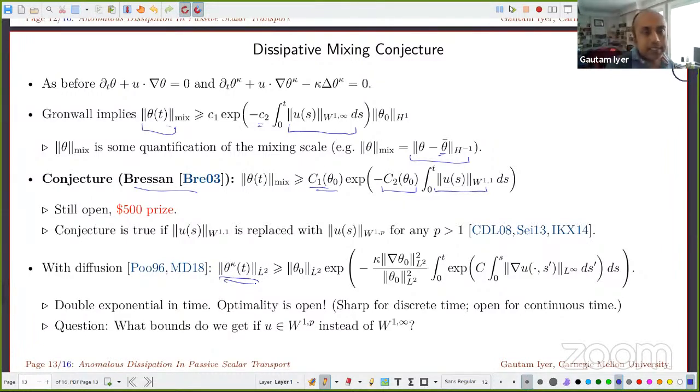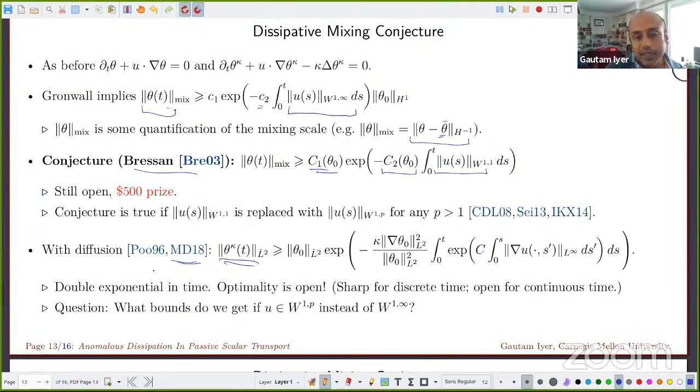So there's a result by Poon, which is also in this nice paper by Charlie Doering and Miles in 2018. Again, every time I say this, it's like rest in peace, Charlie. It's a big blow to the community.